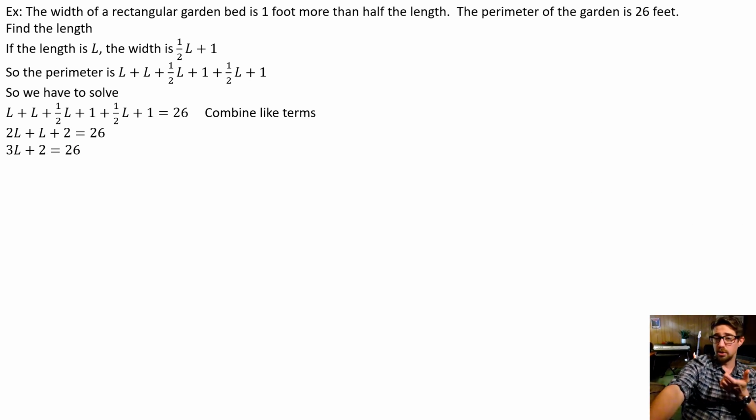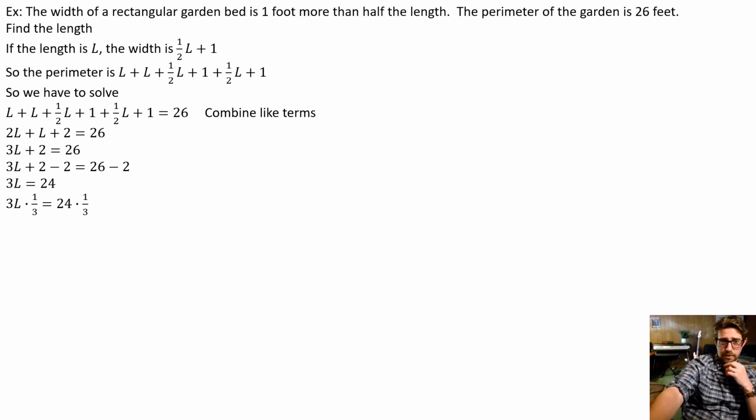Now we can use the addition principle. Subtract 2 from both sides of the equation. Left-hand side is just 3L. Right-hand side is just 24. Now use the multiplication principle, multiply both sides by 1/3. Now we have L right where we want it, isolated, and then 24 times a third is 8. You know that. I wrote it right. 24 times a third is 8.